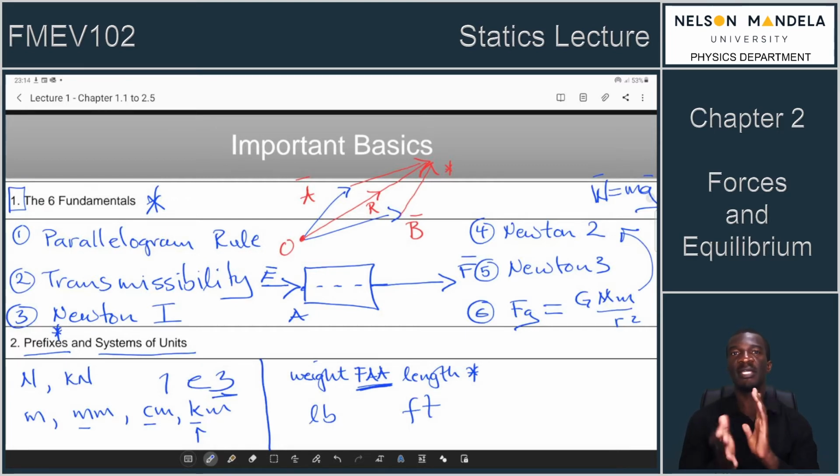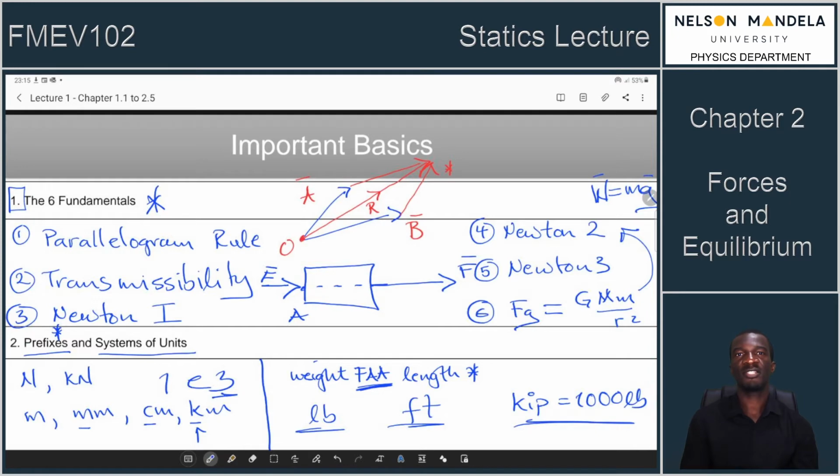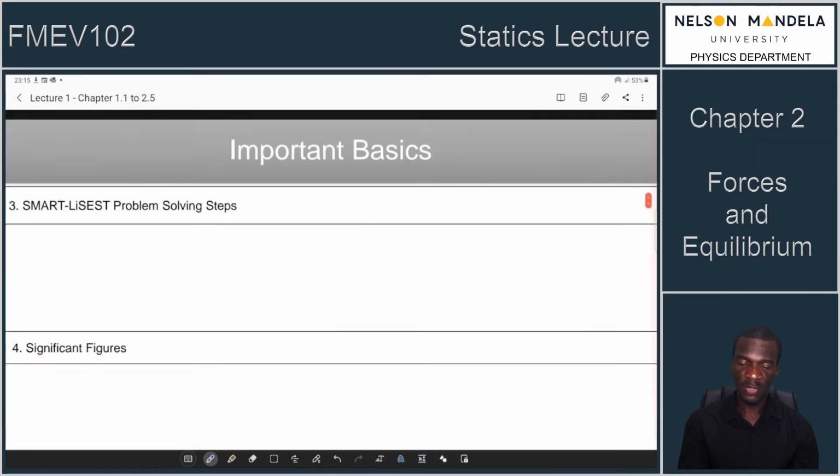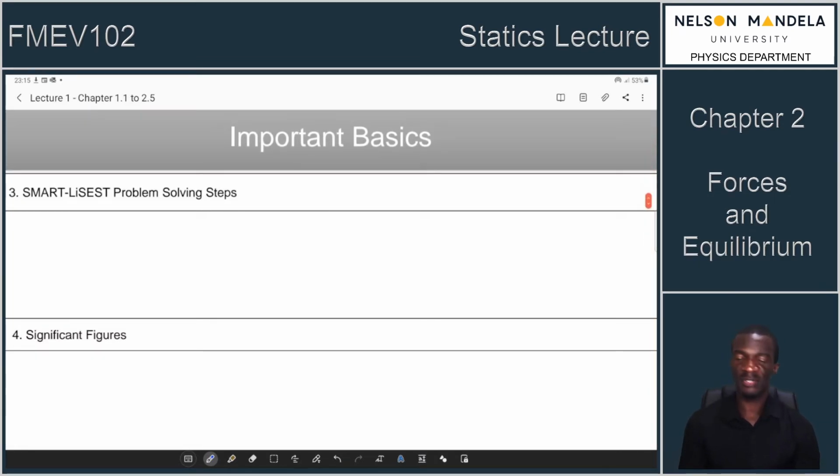So for us to be safe, what we will do in this module is make use of these units, but we are not going to need to convert between the SI and the imperial system. All you need to do is master the idea that, okay, if I have 1 kip, then it means I just have 1,000 pounds. So just get used to the conversions so that you can speak the language of that imperial system of units. So these are some of the basics that you need to master.